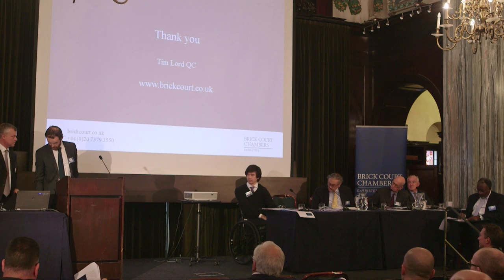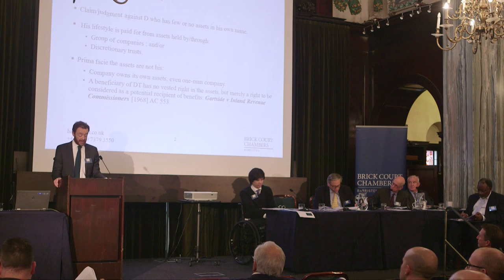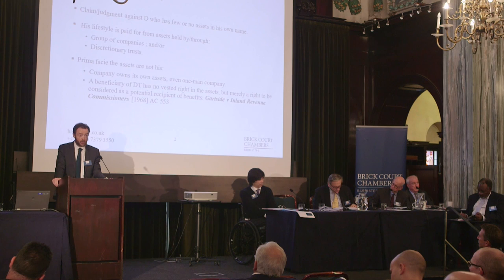Good afternoon, everybody. The situation that I'm considering today is where one has a fraud claim or judgment against a defendant who has few or no assets in his own name. The assets are held by companies which he controls, or a discretionary trust or trusts which the defendant is the settlor of, and one, but only one, of the named beneficiaries.